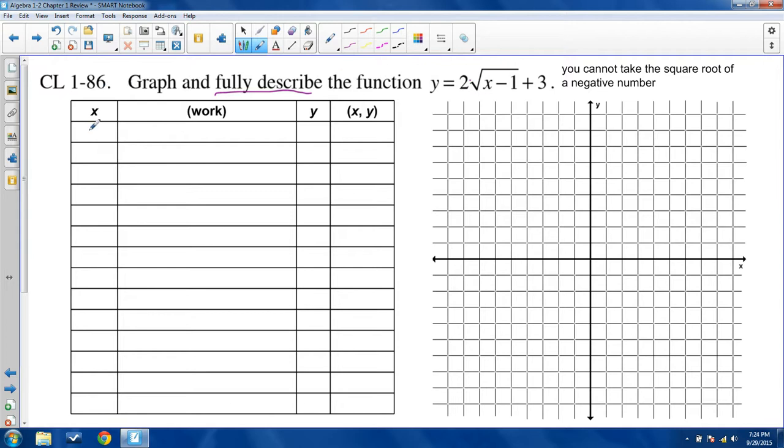For instance, let's say I chose negative 5. In my work, that's going to be 2 times the square root of, this will be negative 5 minus 1, that's negative 6, then plus 3. 2 times the square root of negative 6. Okay, square root of negative 6. You go to your calculator, I type square root negative 6. You can't see this. Oh, I got domain error. Why? Because I took the square root of a negative number.